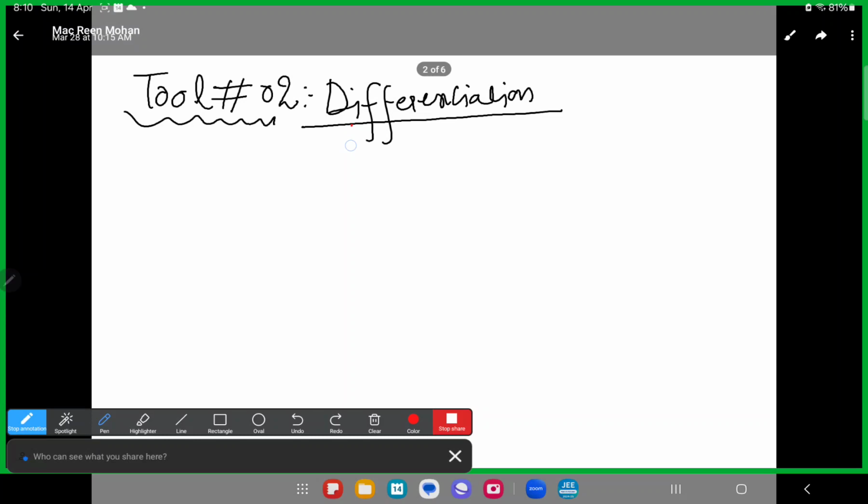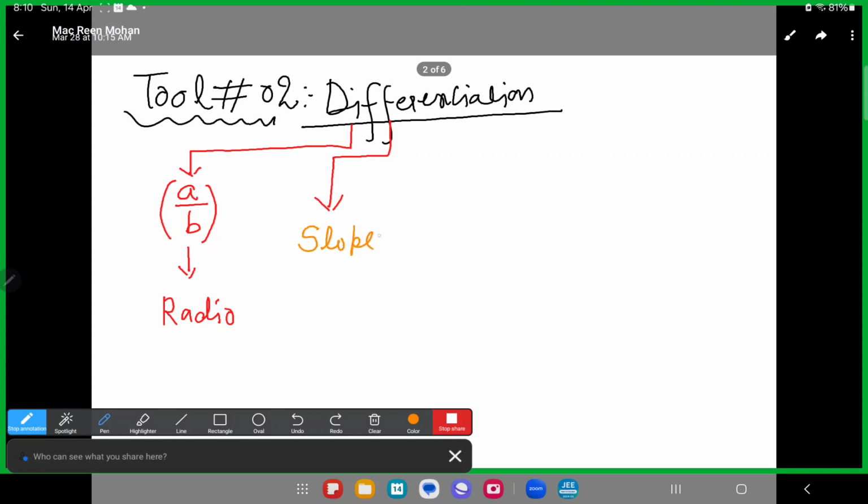So let's quickly see. Differentiation means, number one aspect, any physical quantity that will come in division form. So the basics you will apply when anything comes in division form. Division form is also called ratio. Clear? If any physical quantity comes in division form, number one, this is a hint for you. Now once it comes in division form, that is also called slope.